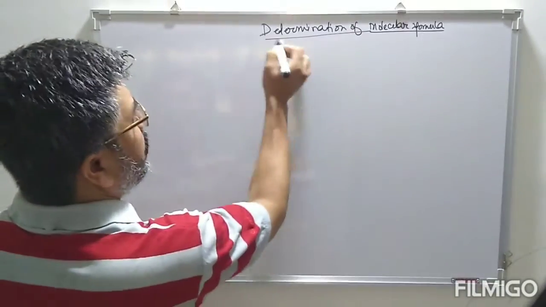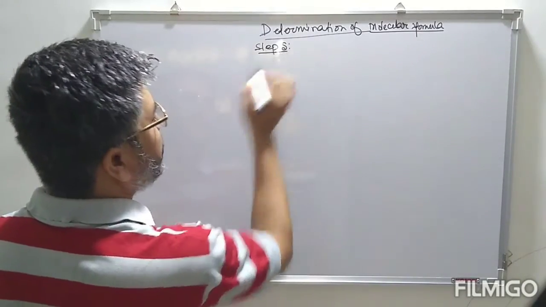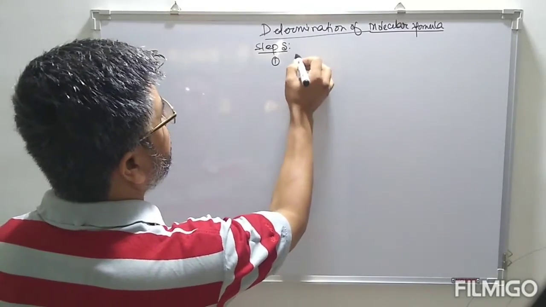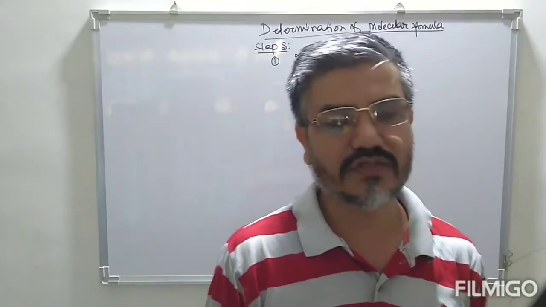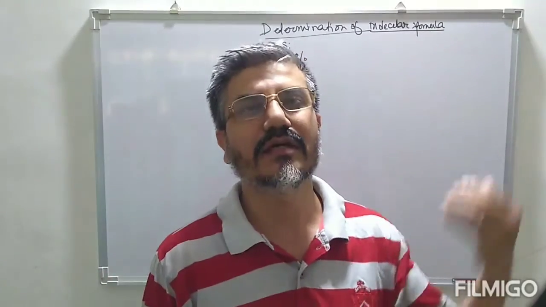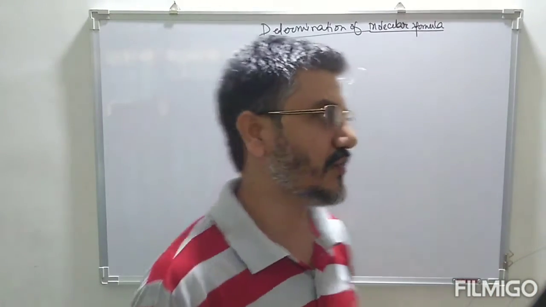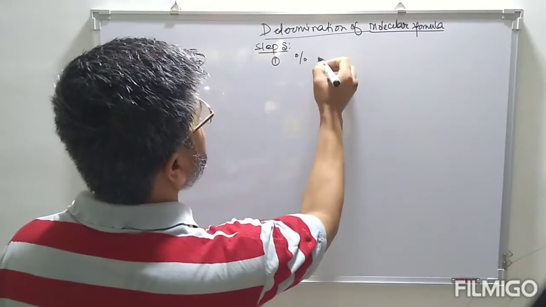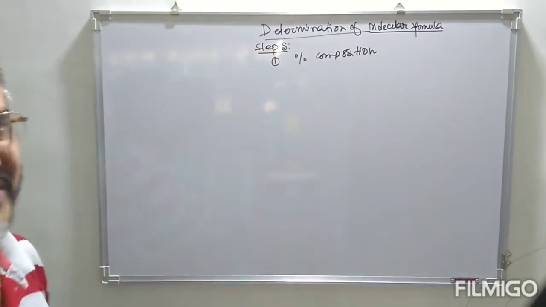So for the determination of molecular formula, some steps have to be followed, and these steps must be followed in sequential order. The first step is to find the percentage of the given components. In the majority of cases involving molecular formula determination, the percentage analysis of the given sample will be mentioned. If not mentioned, then we have to find the percentage of the given components present in the molecule. So the first step is calculation of percentage composition.